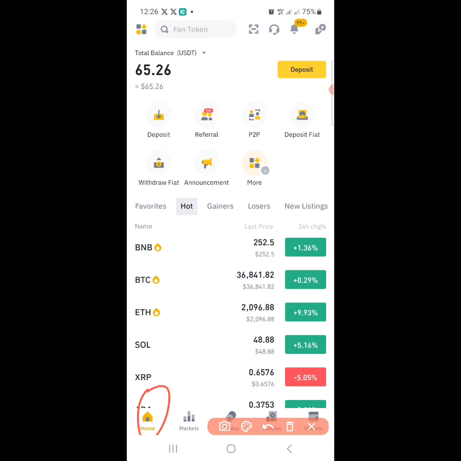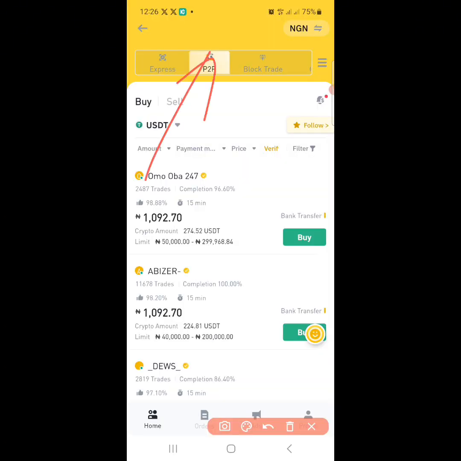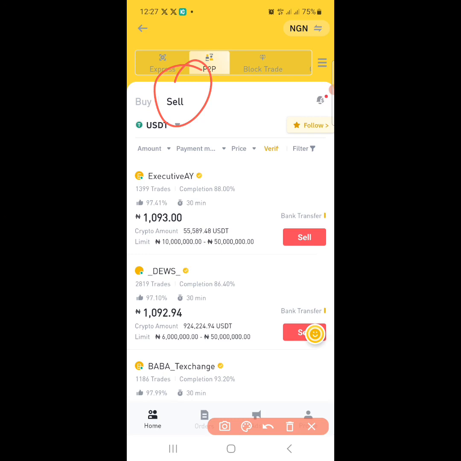I'll go over to this. Then let's go over to this P2P area. So what this P2P means is just that this is where merchants perform buying and selling transactions. That is, I can decide to come over here to sell my cryptocurrency to other merchants. I can also come over here to buy cryptocurrency from other merchants here. Okay, so let me just go out to this sell area since we are performing the selling transaction of our USDT.